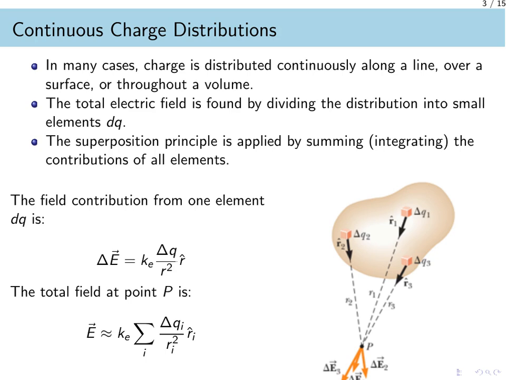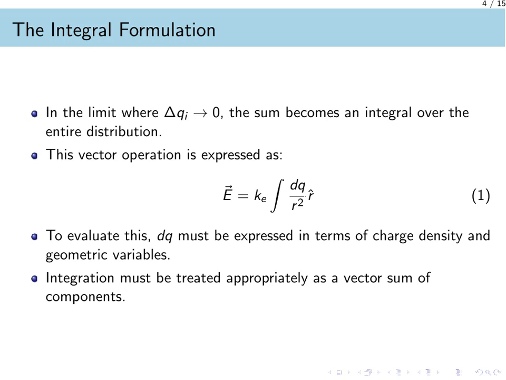As shown in the equations, the field contribution from one small element is the Coulomb constant multiplied by delta Q divided by the distance squared and directed along the unit vector. The total electric field at a given point is approximately the vector sum of all these individual pieces. Taking this concept to its mathematical conclusion, we consider the limit where the size of each small charge element approaches zero. In this limit, the discrete summation transforms into a continuous vector integral over the entire charge distribution.